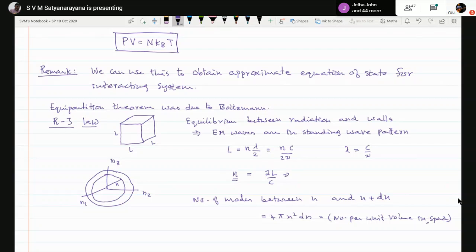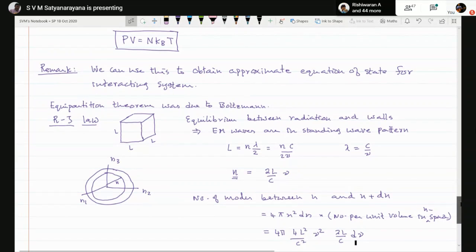So in this n space, you can see that this is 4 pi into this n, taken from here, that is 4 L square divided by c square into mu square into dn, which will be another 2L by c into d mu. This is the change in n, given by this.